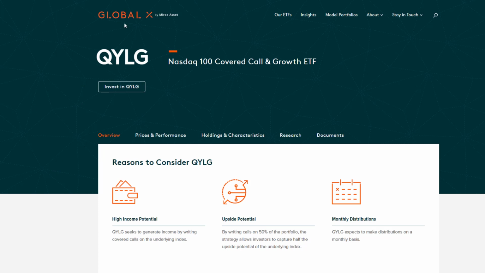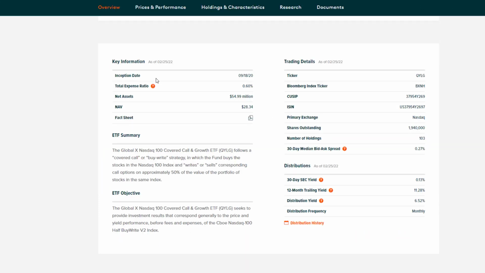Let's head over to QYLG and XYLG's fund page to be able to pull a few values for our calculator. Few things I'd like to point out here. The inception date was September 2020, expense ratio was 0.6, and they claim their 12-month trailing yield is 11.28%, but we'll take a closer look at this on Seeking Alpha.